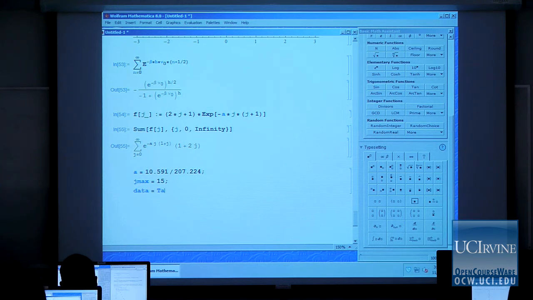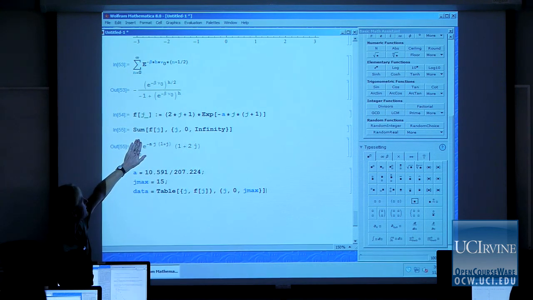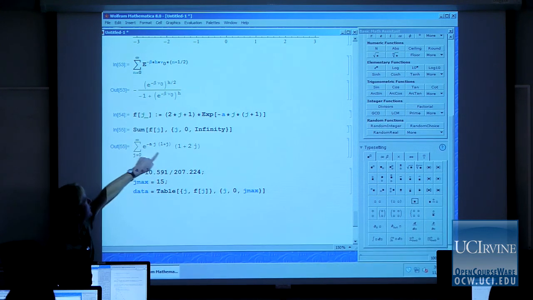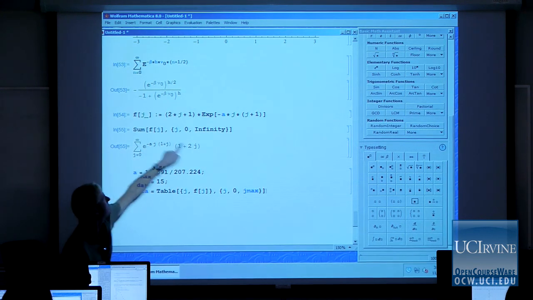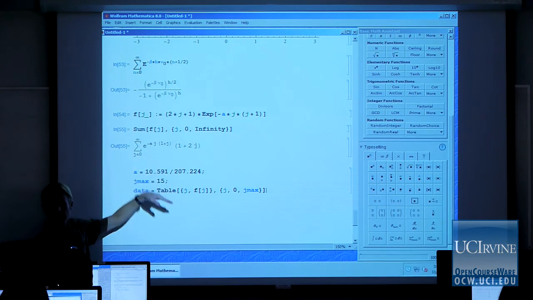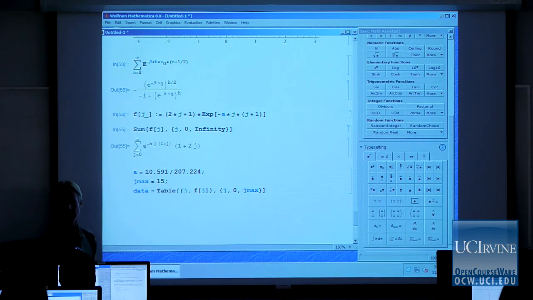So here's what I'm tabulating. Table, curly, j, and then now the individual terms, so that's f of j. And then I'm going to do that for j goes from 0 to j max. Okay? So what is this table going to give me? It's not giving me a sum. It's giving me all the values of this thing, including the degeneracy, for each value of j, going from 0 to j max, which in this case is 15.